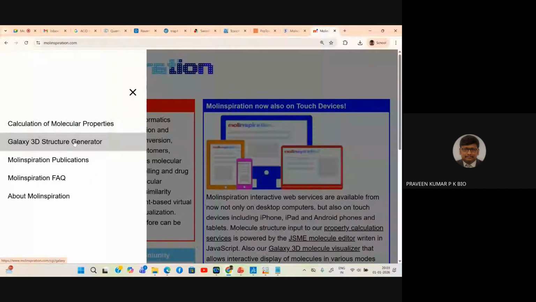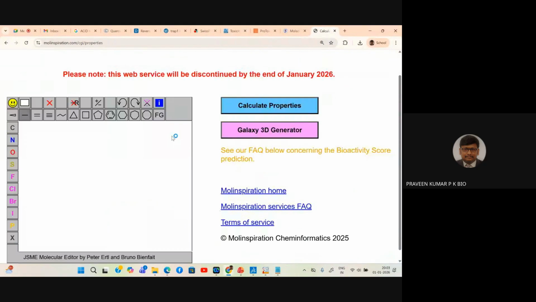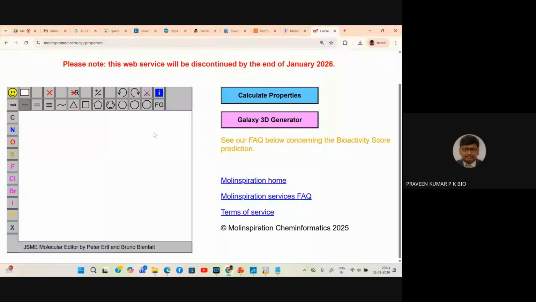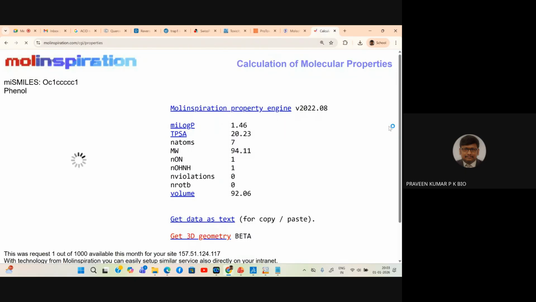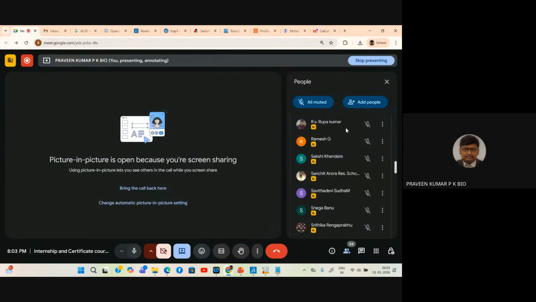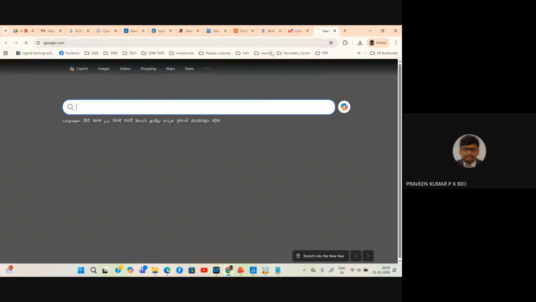calculation of molecular properties. Feed the SMILES format and then we can calculate, or you simply draw the compound. I just drew the phenol compound, calculating the properties. So we'll be getting the properties for that. This is how we can use the online tools. Okay, I have completed the illustration. One more thing I left out is DrugBank.